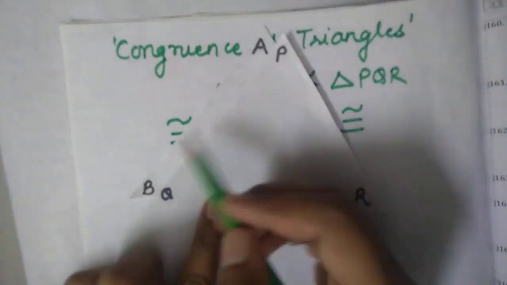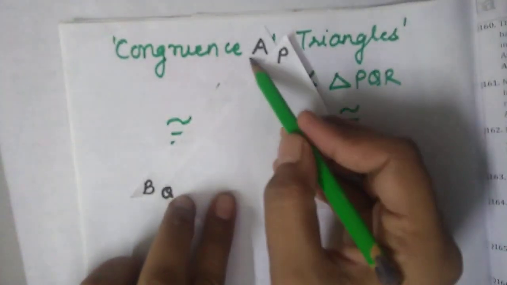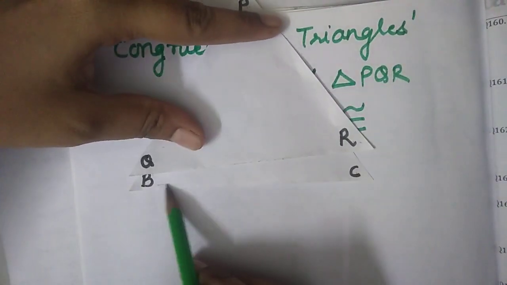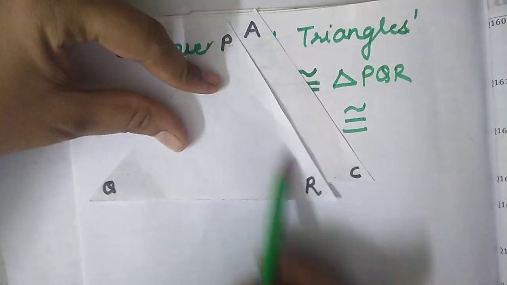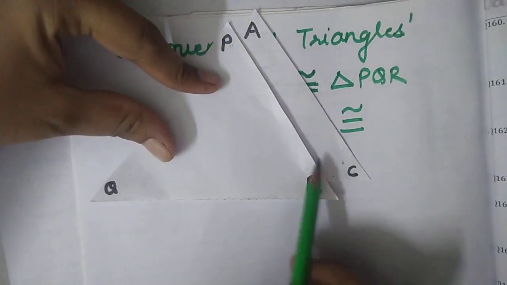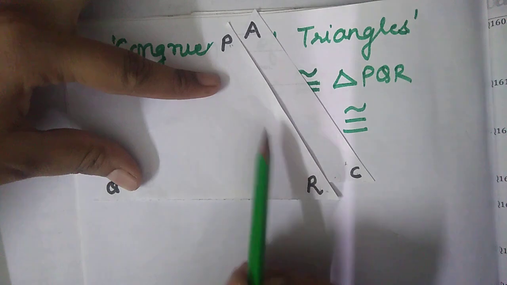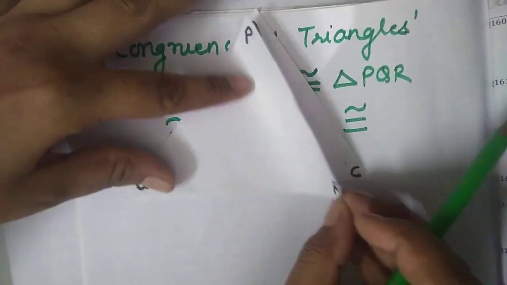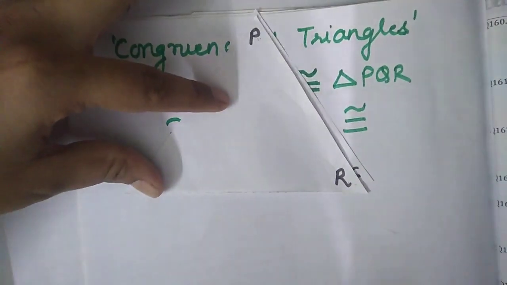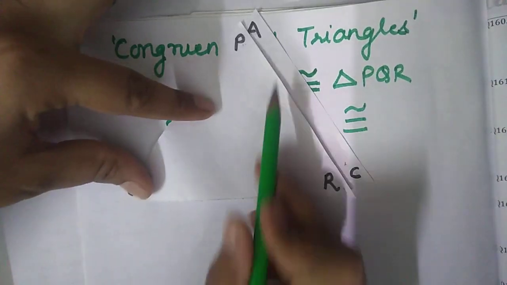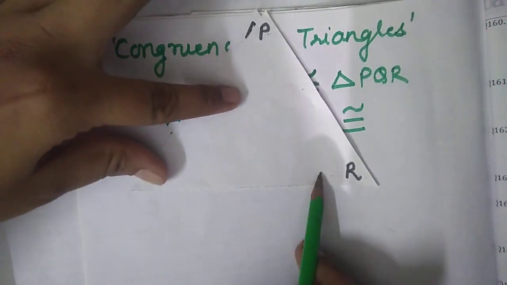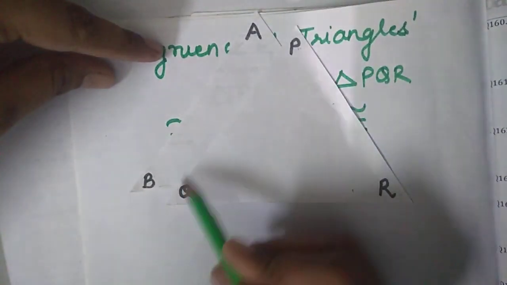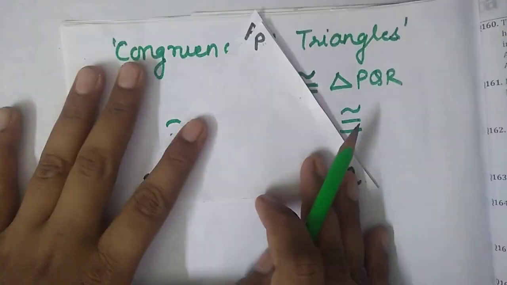Okay, now come to the sides. This PQ is corresponding to side AB, and this QR is corresponding to side BC, and this PR is corresponding to side AC. Corresponding means the sides which are overlapping, which fall on one another. This PR falls on AC, so they are corresponding. This QR falls on BC, so these two are corresponding, and this PQ falls on AB, so these are corresponding sides, and same for angles and vertices.